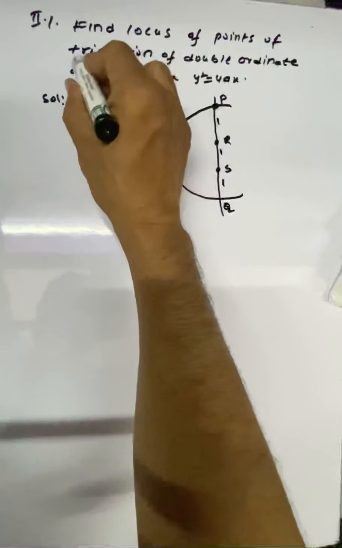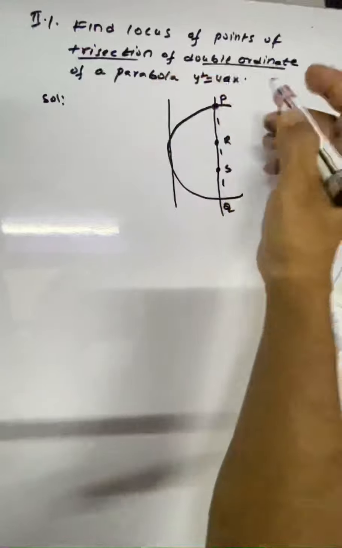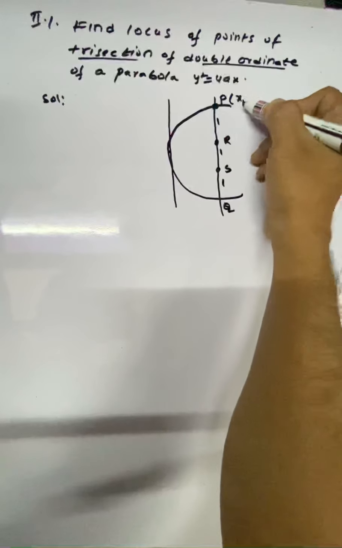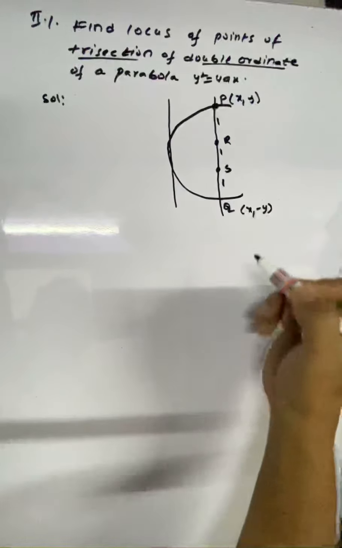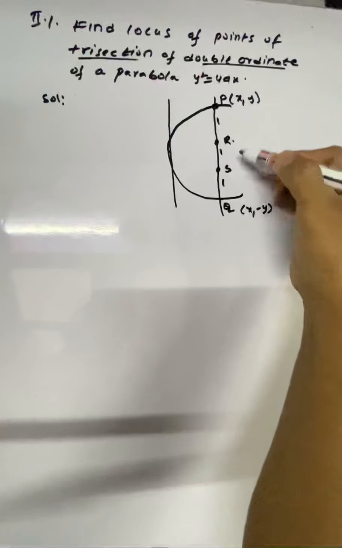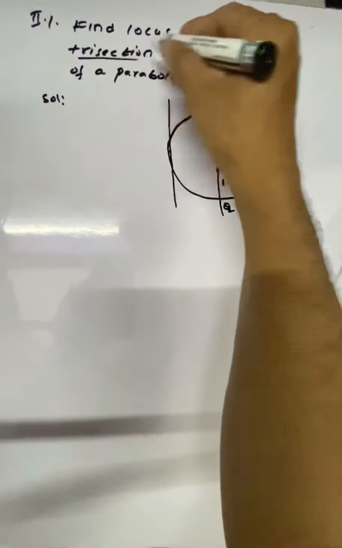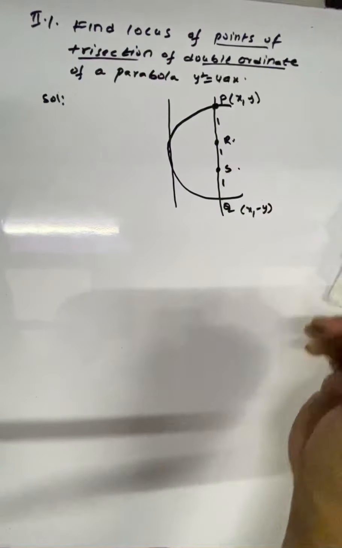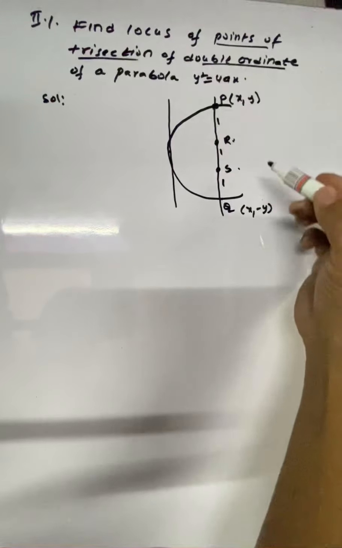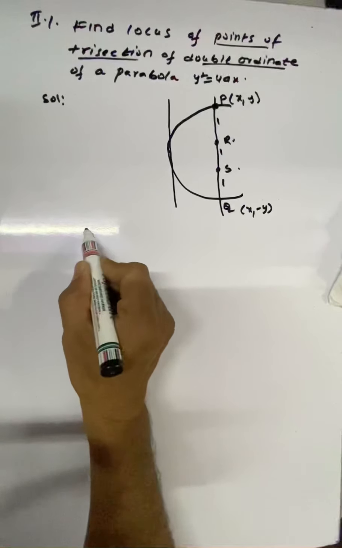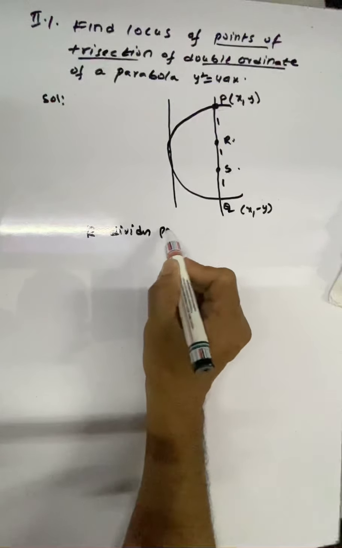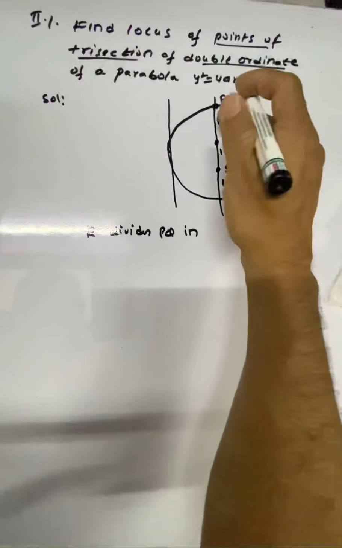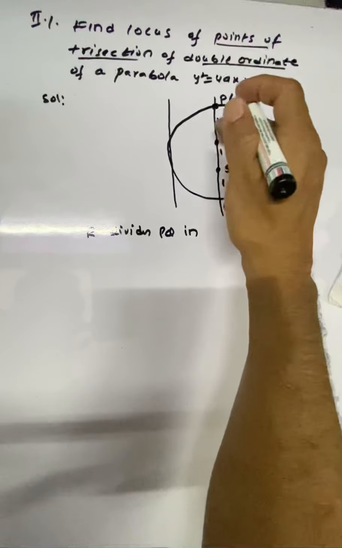Locus of points of trisection of the double ordinate of the parabola. One is x comma y. This is in the negative region, Q is x comma minus y. We have to find these points, the locus of points of trisection. If we have three sections here, we need to find the trisection points. So we have to write here R divides PQ in the ratio 1:2.